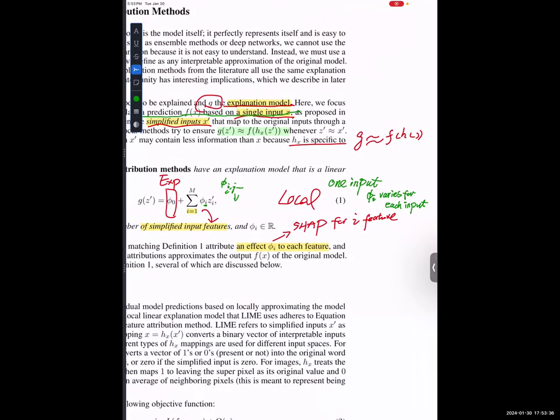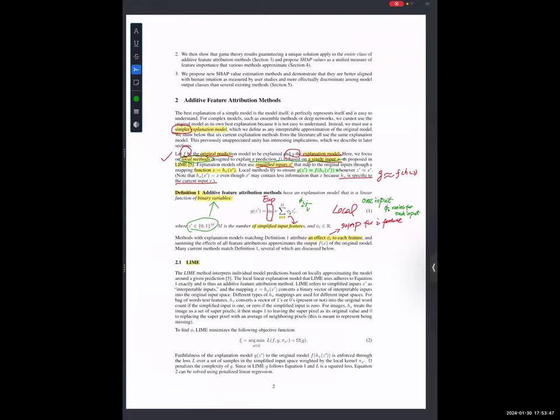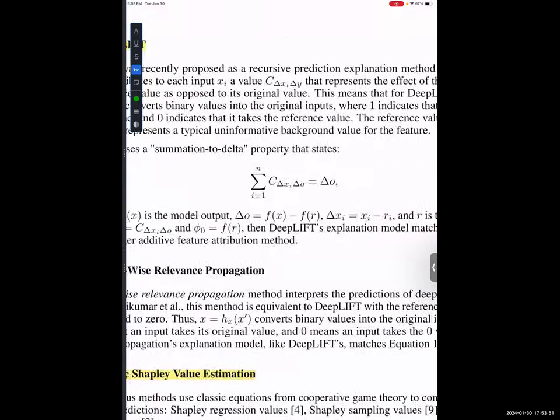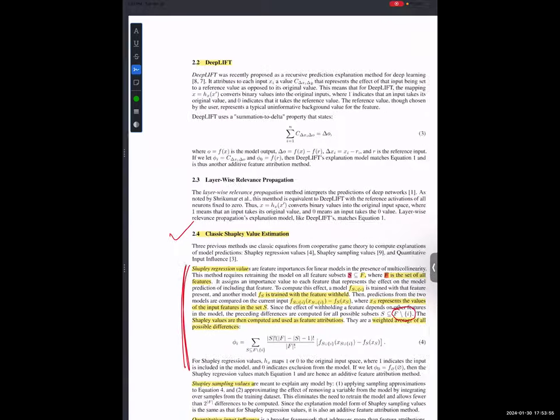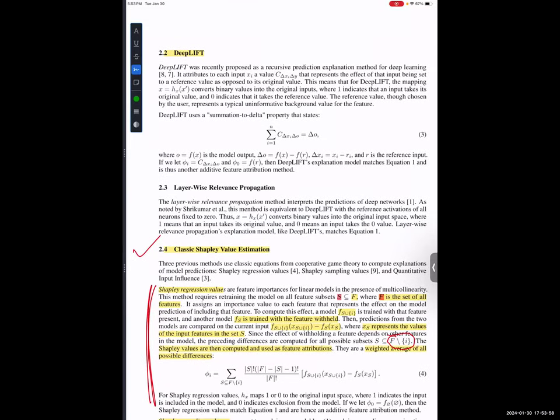I think there's another question. Can this method apply to deep learning? Isn't that in the later section four? In fact, he actually discussed DeepLIFT. There's already an existing method called DeepLIFT, which uses a recursive method. I'm not sure why people don't use it. They call it delta x, delta y, representing the input relative to a reference. Actually, a Shapley value also needs a reference, as opposed to the original value. DeepLIFT is the existing method, and they generalize this method later on.